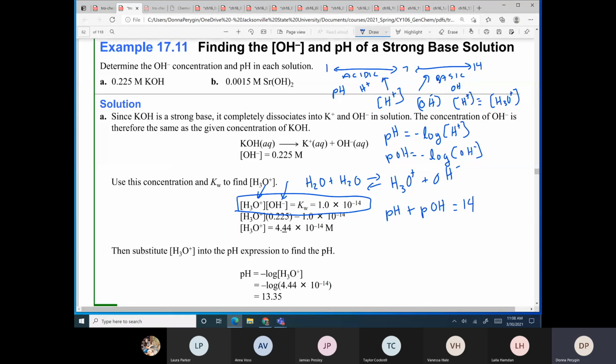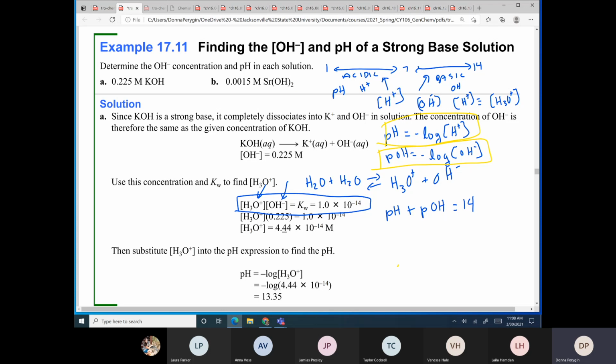Okay, so let's back up and look at all of these relationships again. So the pH is equal to the negative log of the H plus concentration. That's generally the form that we're going to use if we're in the 1 to 7 range. The pOH is the negative log of the hydroxide ion concentration. That's the form we're generally going to use if we're in the 7 to 14 range, okay?